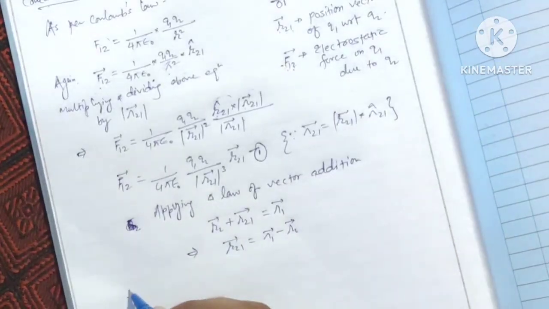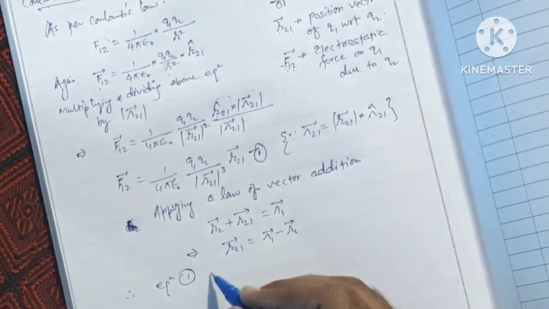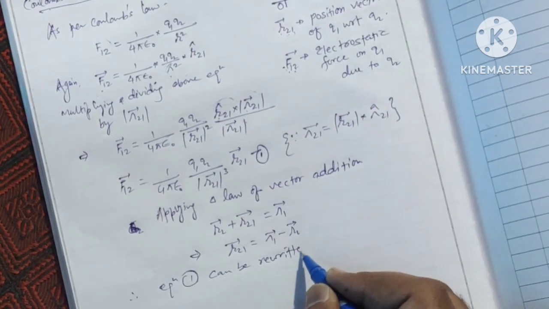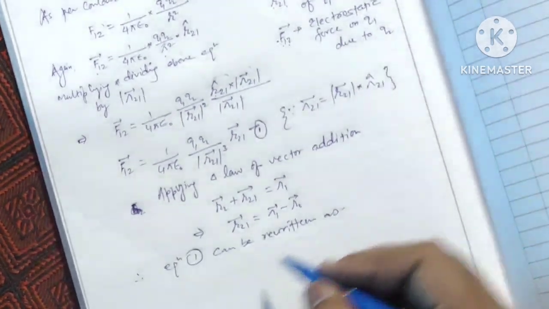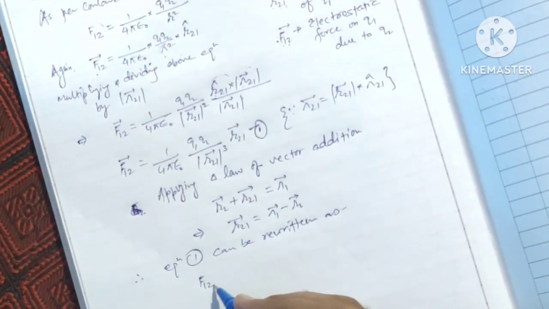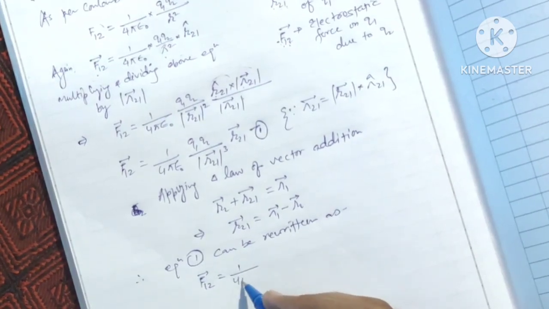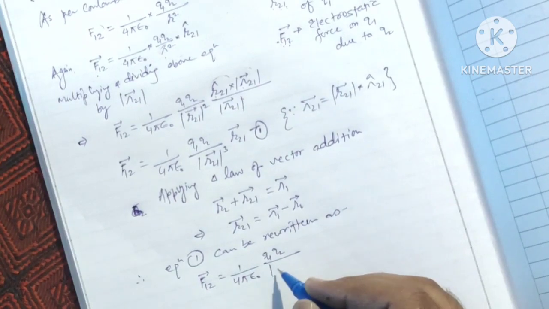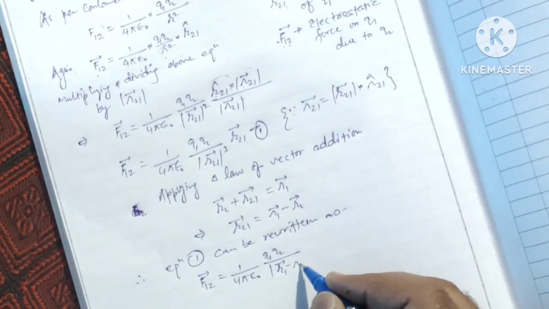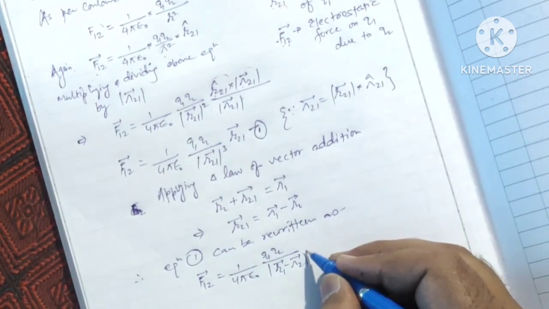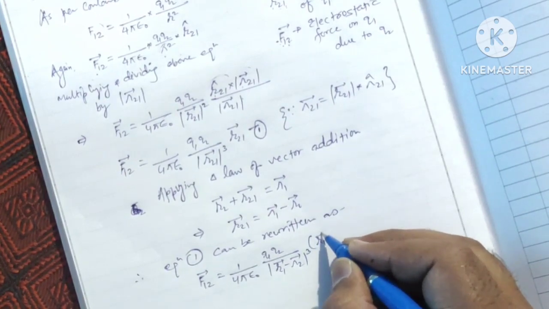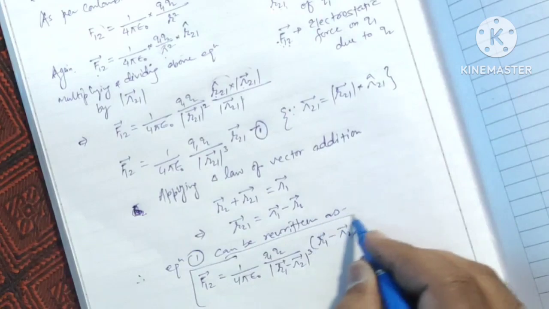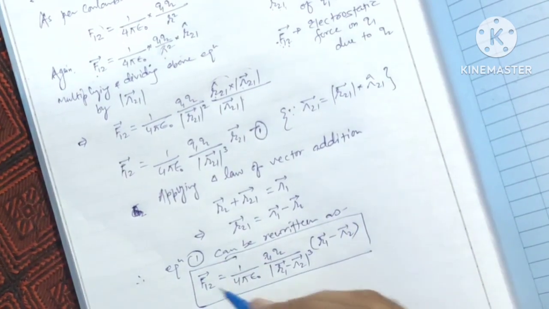Now therefore equation 1 can be rewritten, now I'm going to get the final formula. F12 vector is equal to 1 by 4 pi epsilon naught into q1 q2 divided by magnitude of r1 minus r2 vector cube multiplied by r1 vector minus r2 vector. Fantastic. So this is the final expression for the force in vector form.